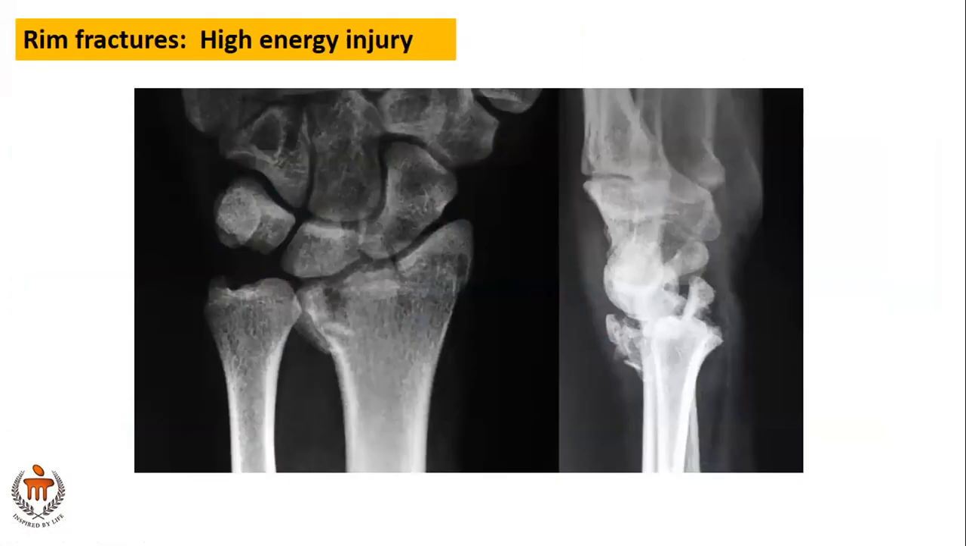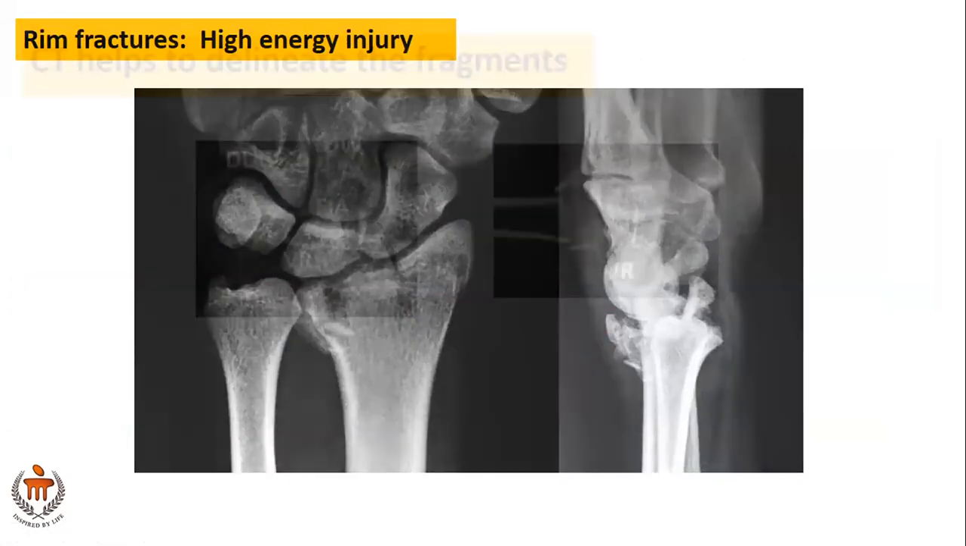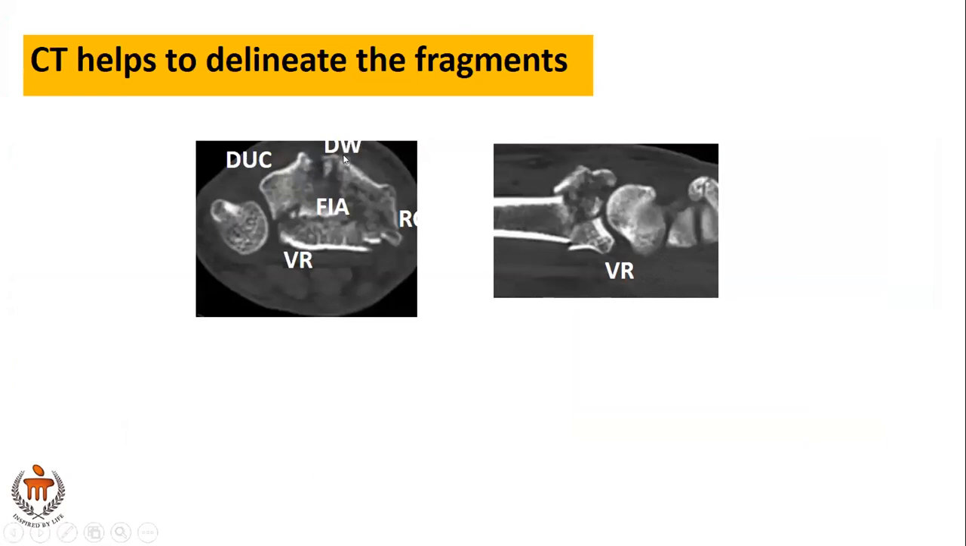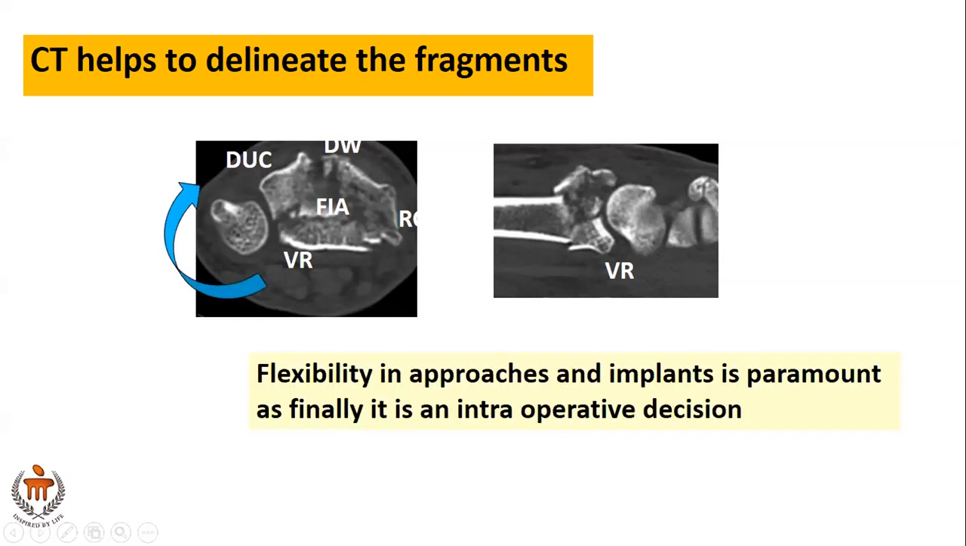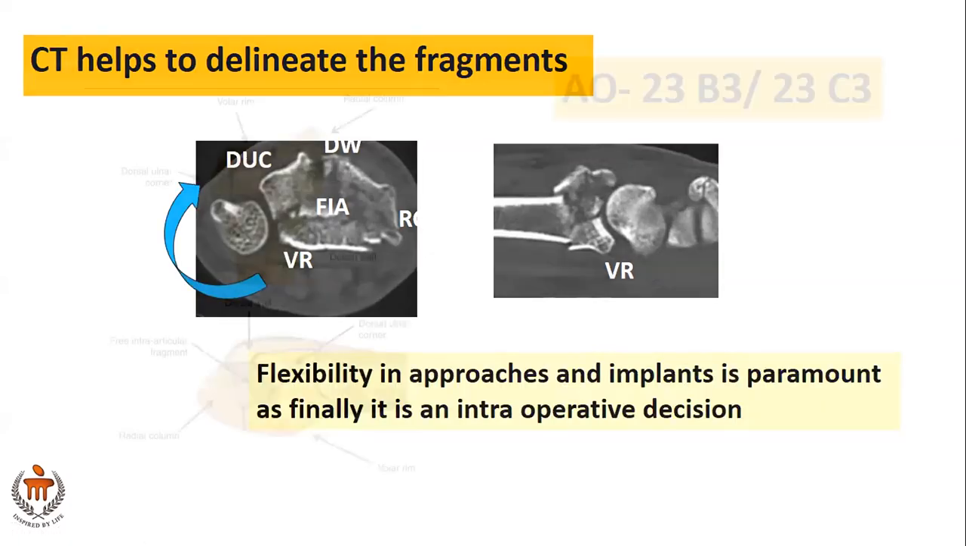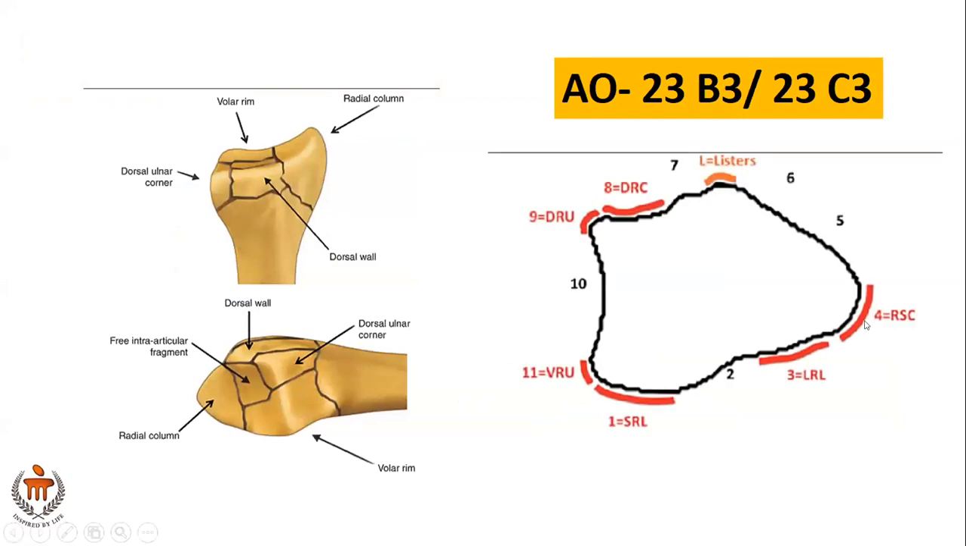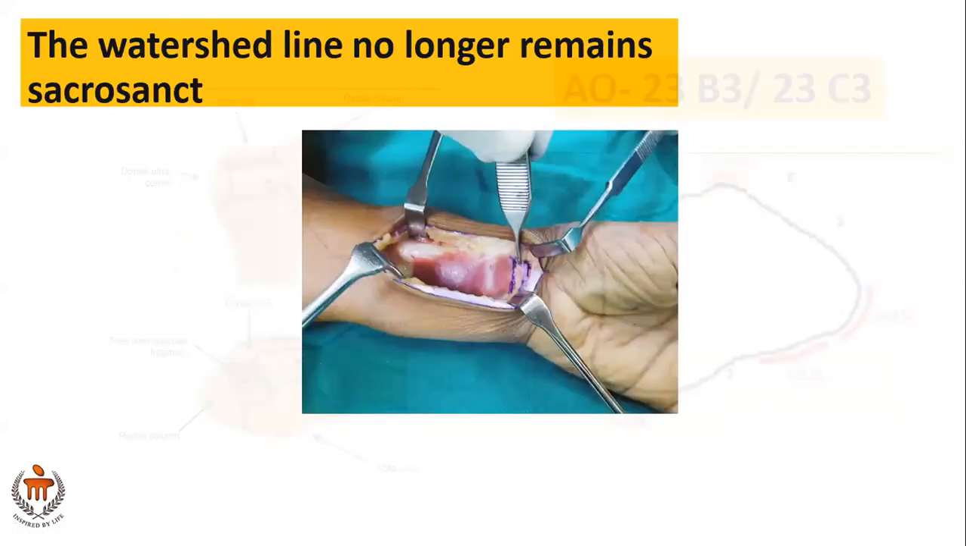The other important injury is the very high energy rim fractures. Completely kind of exploded, the entire articular surface exploded. You might have three intra-articular fragments here. And basically it's where the soft tissues are. The ligaments are the radioscaphocapitate, the radiolunate ligaments here, dorsal radiocarpal ligaments. All these are the ones which are pulling the fragments off. And the watershed line no longer remains sacrosanct here.